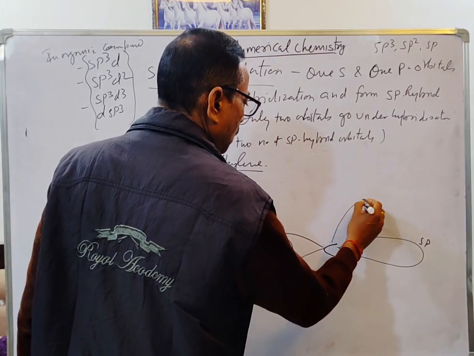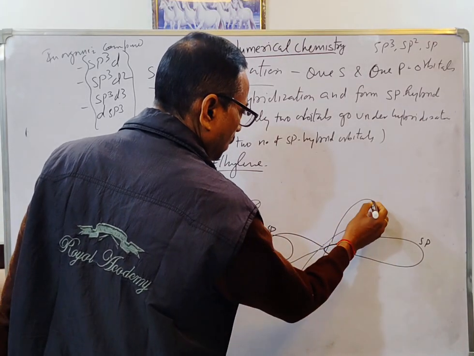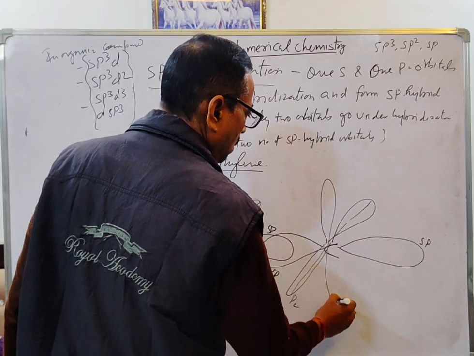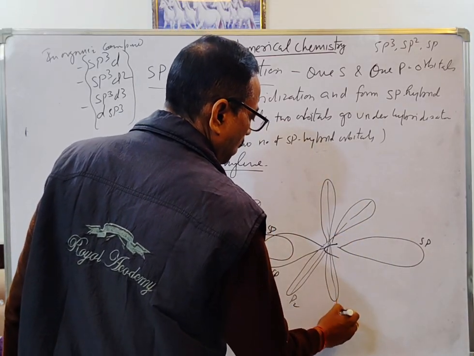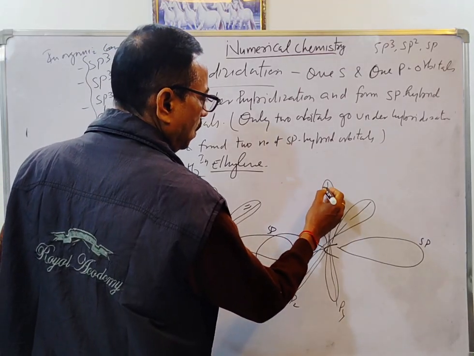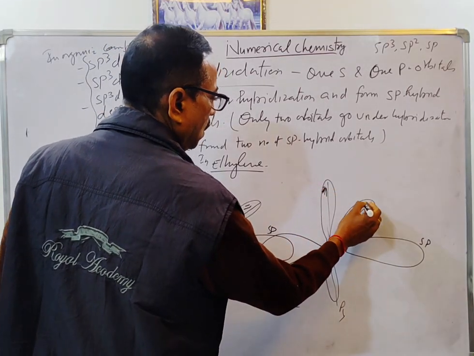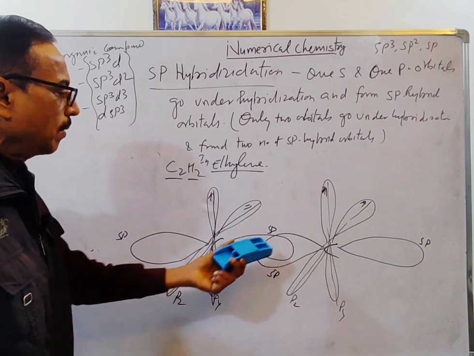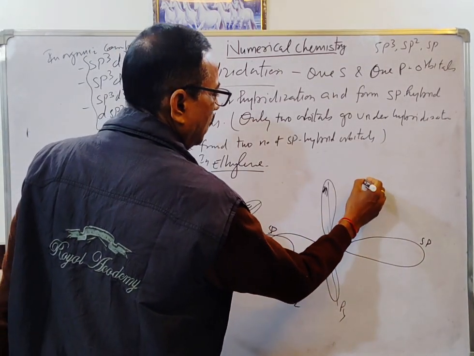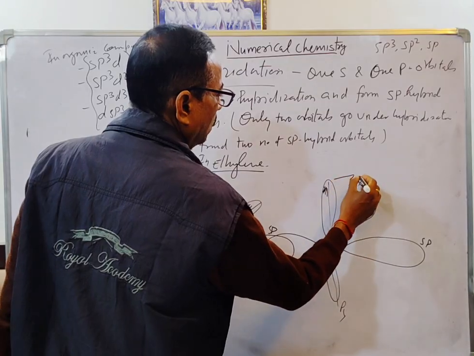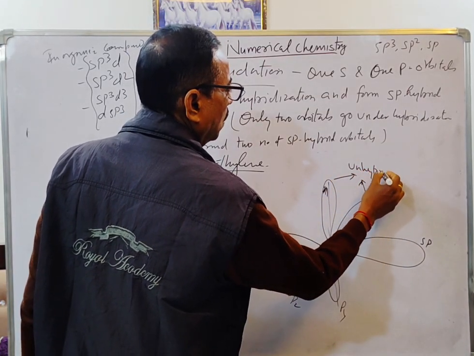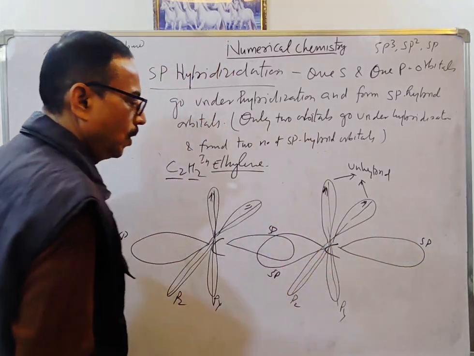Similarly here, this is the pz, and this is the py. This is symmetrical indication, this electron and this electron. This is the carbon. So these are unhybrid orbitals, two of them. These are unhybrid orbitals. They are unhybrid. And this is the hybrid orbital.